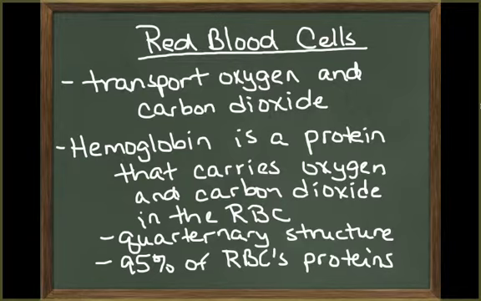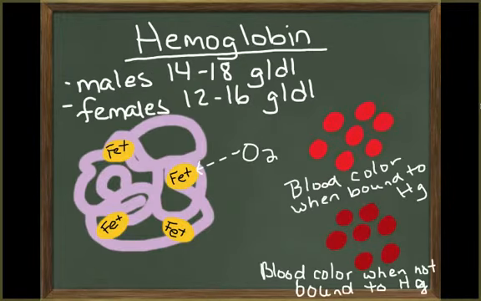Hemoglobin is a globular protein with a quaternary structure within the red blood cell that is responsible for the cell's ability to transport oxygen and carbon dioxide and accounts for 95% of its intracellular proteins. Hemoglobin is reported in grams of hemoglobin per deciliter. The normal ranges are 14 to 18 grams per deciliter in males and 12 to 16 grams per deciliter in females. Each hemoglobin contains a single molecule of heme that is a non-protein pigment complex.